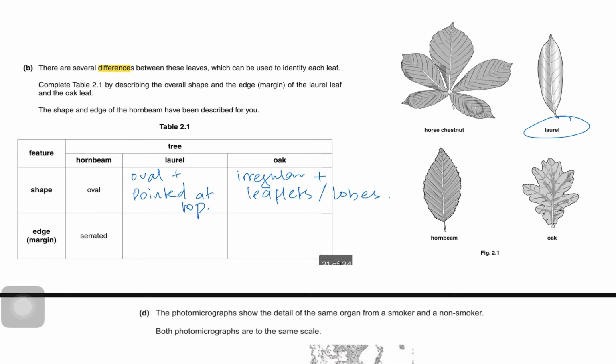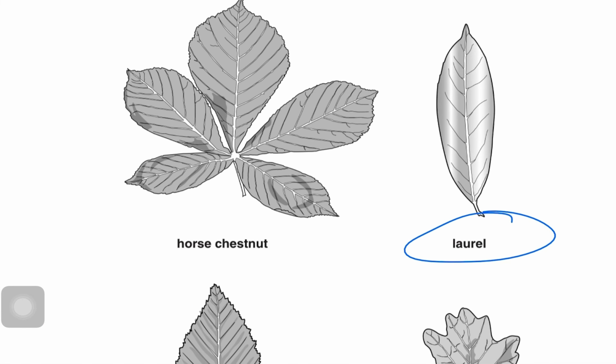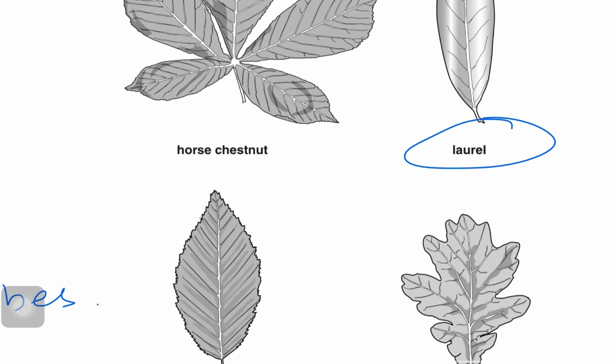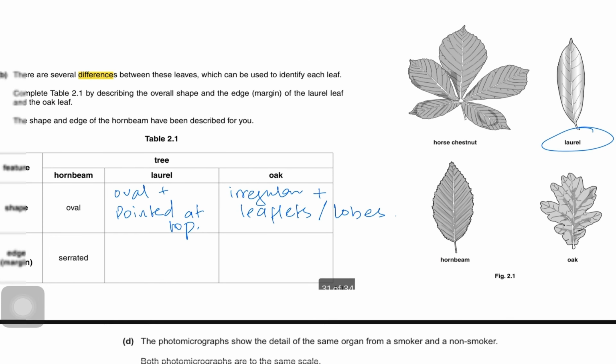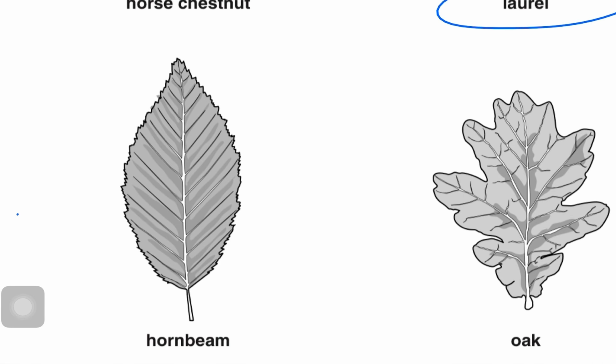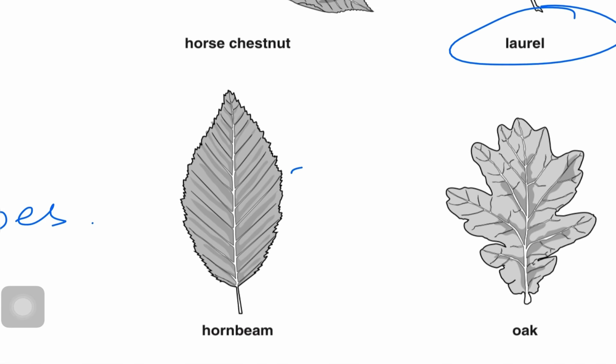When you comment on the edge or the margins, when you talk about laurel, it has a very smooth kind of edge. You don't see many points coming out of it. But even oak has a very smooth edge. So both have smooth edges. I won't say that one has unsmooth edge, because even oak leaf has a very smooth edge. This is not smooth. This is not smooth.